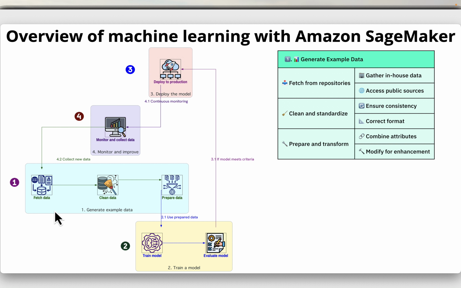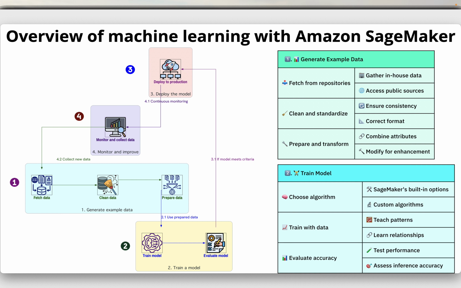So this will be in a circular loop. It will start from this stage which I just talked about, then it will go to the second, and then I will be covering the third and fourth. After that you have the train model stage or phase, wherein you choose an algorithm. You can select from SageMaker's built-in options or use custom algorithms. Then you train with data. You can use the prepared data to teach the model patterns and relationships within the data. And finally, you will evaluate the accuracy. You will test the model's performance and assess its inference accuracy. Inference is a term we use for how it predicted, what the inference is and how accurate that is. Like is it 90%, 80%, 85%, 95%.